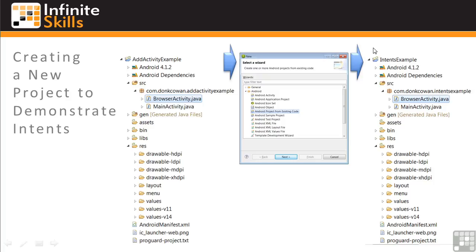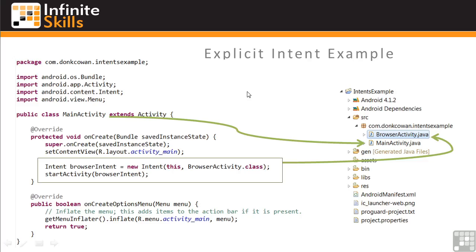Welcome back. You should now have a project like the one shown here on the right. If you used the existing project from the working files workspace samples, it will already have some new code added to demonstrate intents. In the main activity, there's code as shown here in this green box. If you're using your own new project, add the code as shown here. What this code will do is start the browser activity within the project.